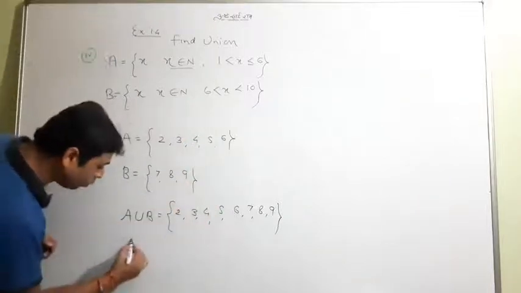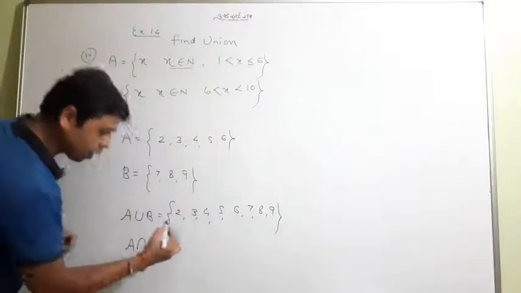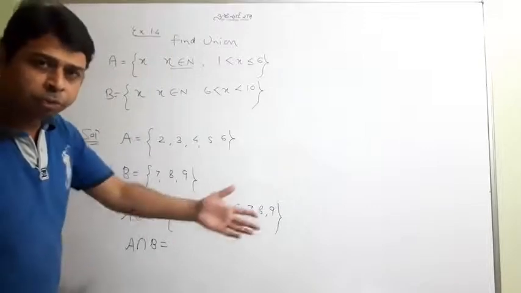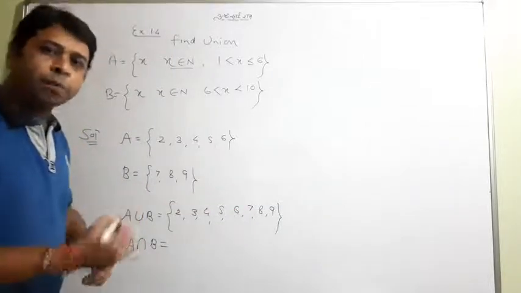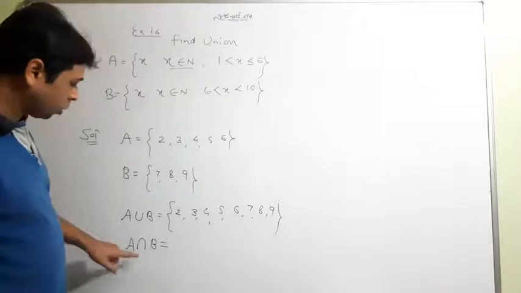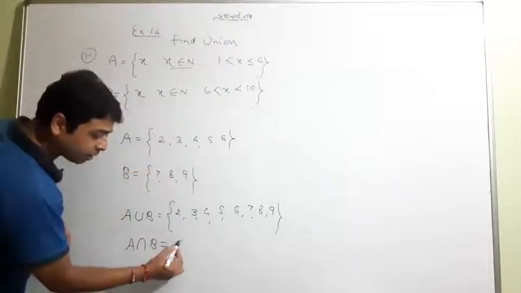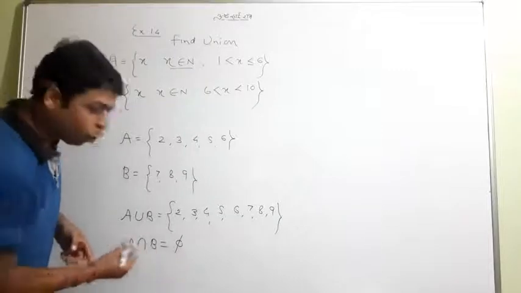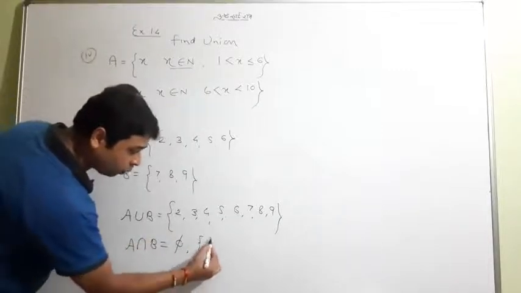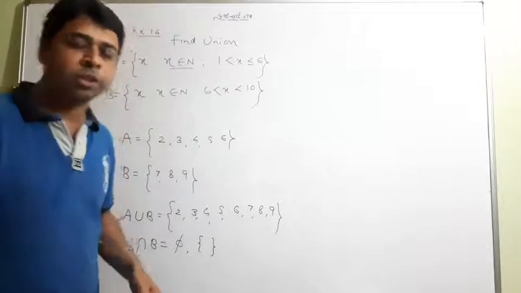If I ask you A intersection B, which has not been asked in the book, I still want to do it. So what are the common elements? What is the common element? No elements are common. So what will I write as the answer? Instead of writing 5, what you can reply is: no element in common. So this is the answer.